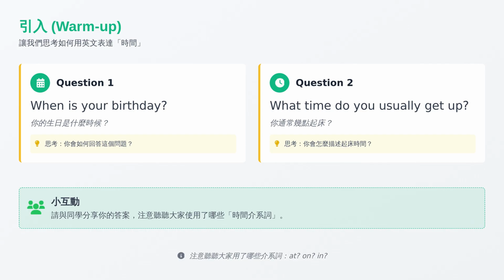Question 1. When is your birthday? Think about it. How would you answer this question? Question 2. What time do you usually get up? Think about it. How would you describe waking up? A quick interaction. Please share your answers with your classmates and listen carefully to the prepositions of time they used.